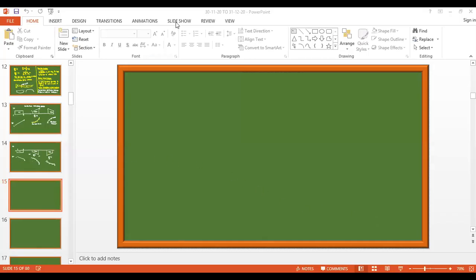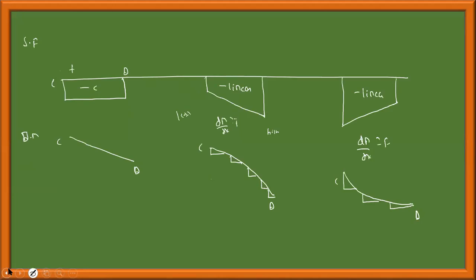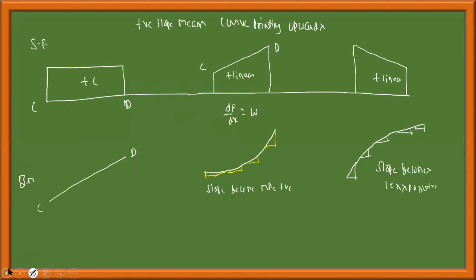We have discussed the theory part. We have discussed how the shear force and bending moment vary. It is linear, constant, slope moving upwards, slope moving downwards. We will discuss all these cases. Now we will go ahead to solve the problem.